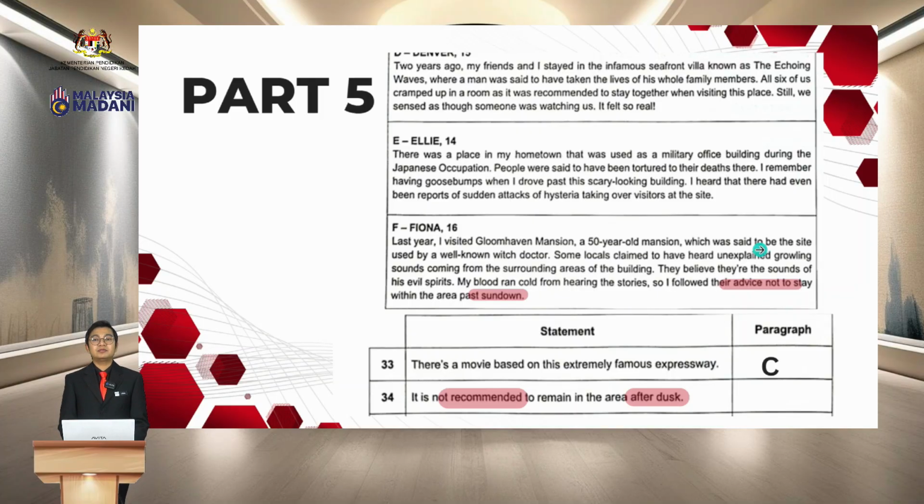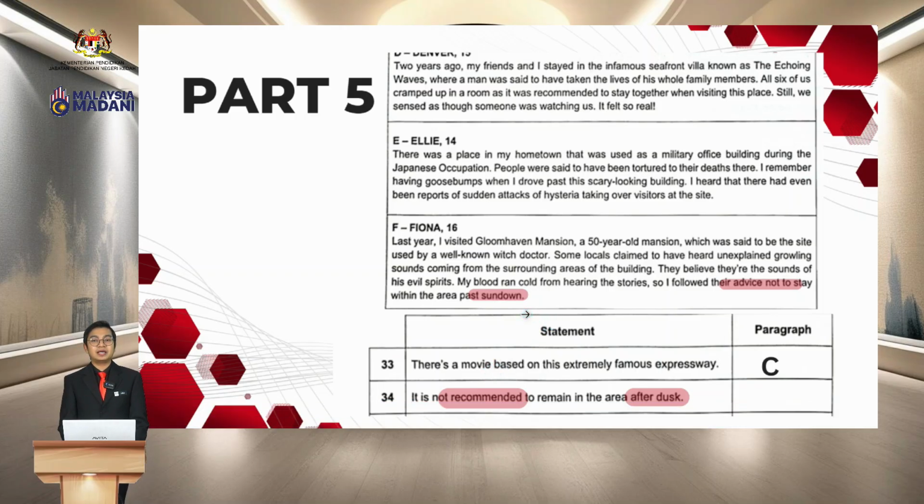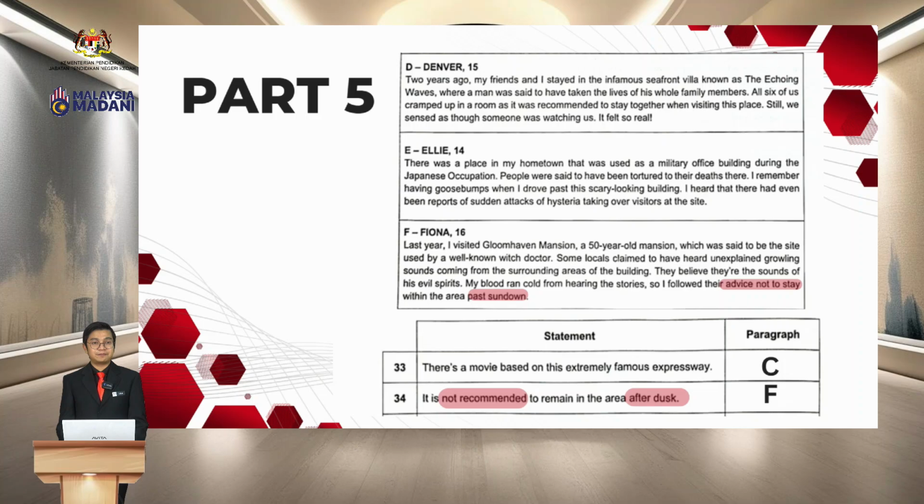Let's look at the sentence here. My blood ran cold from hearing the stories, so I followed their advice not to stay within the area past sundown. So their advice not to stay has the same meaning as not recommended, and past sundown has a similar meaning to after dusk. That's why for 34 the answer will be F.